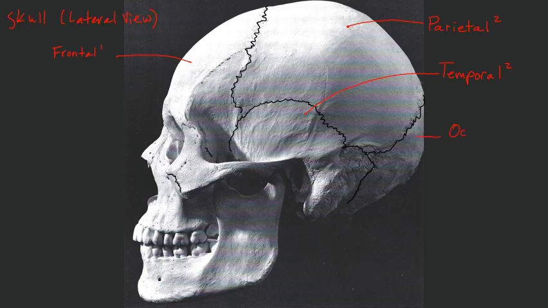Back here, the occipital. We have one occipital bone. Okay, right here, we have the zygomatic bone. We have two zygomatic bones. Our mandible, we have one. We can see our nasal. We have two nasal bones. Right here, we can see a better view of the lacrimal bone.